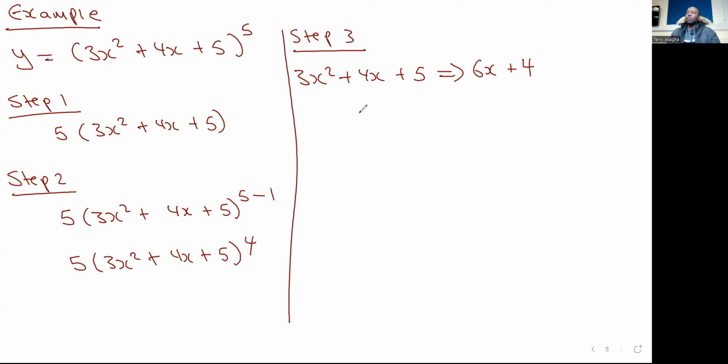This is what we have in step 2. So it's going to become 6x plus 4. All this you're multiplying with what? 5 into bracket 3x squared plus 4x plus 5 all raised to the power 4. So you're going to multiply this and this now.